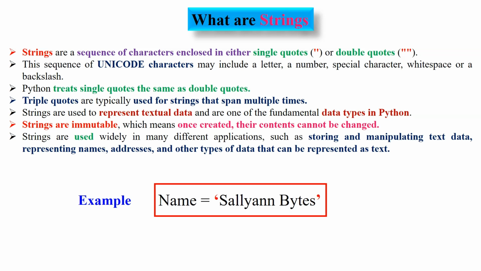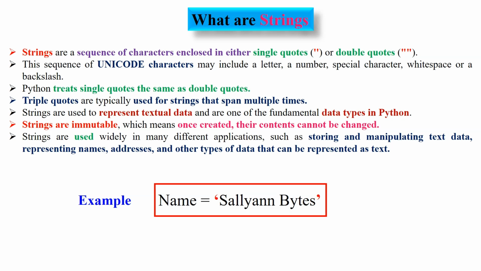Strings are used to represent textual data and are one of the fundamental data types in Python. Strings are immutable, which means once created, their contents cannot be changed. Strings are used widely in many different applications, such as storing and manipulating text data, representing names, addresses, and other types of data that can be represented as text.